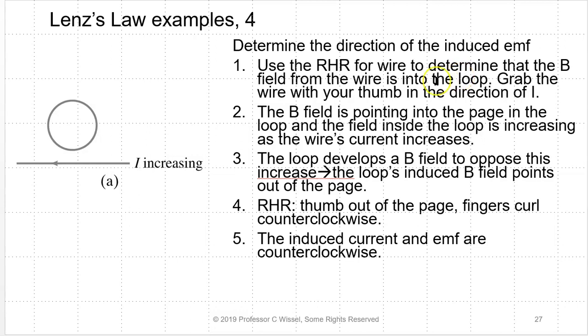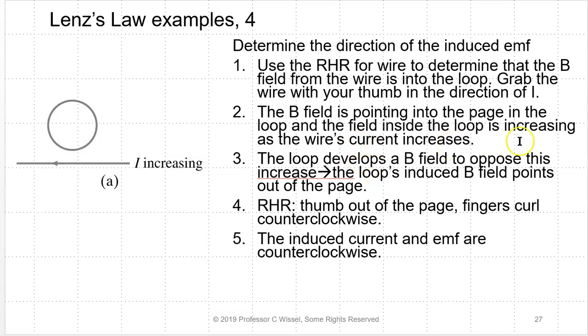Okay, now we have a current increasing near a loop. Determine the direction of the induced EMF. Use the right-hand rule for the current to determine the magnetic field from the wire is into the loop. So in other words, you grab the wire, this wire right here, with your thumb in the direction of the current, and your fingers point into the loop right here. And the current is increasing.